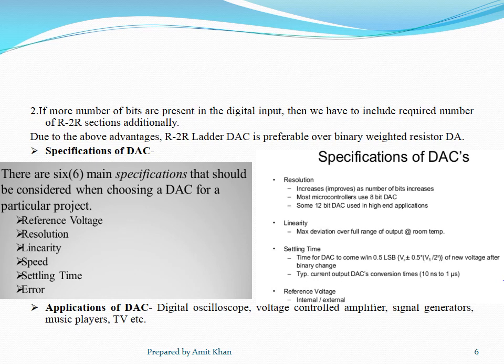Then comes what are the specifications of DAC. The specifications are reference voltage, resolution, linearity, speed, settling time, error. It is also given that as resolution increases, the number of bits increases. Settling time is the time for DAC to come within 0.5 LSB of new voltage after binary change.